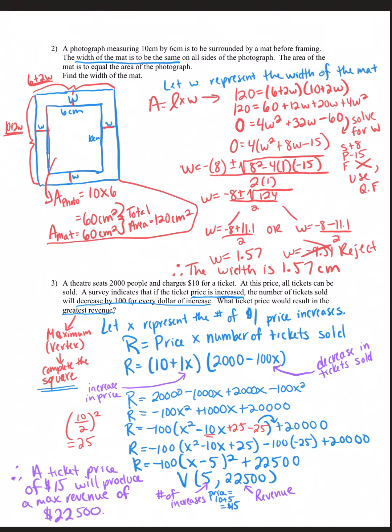Are they looking for the vertex? Do I need to rearrange and solve to find my zeros? And if you're able to draw a picture, it will help identify what's going on.